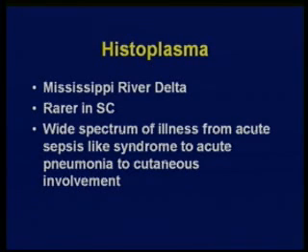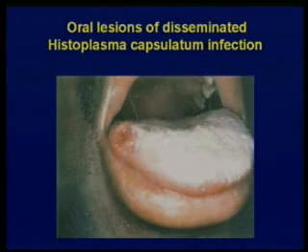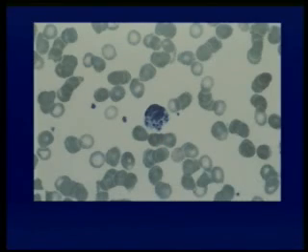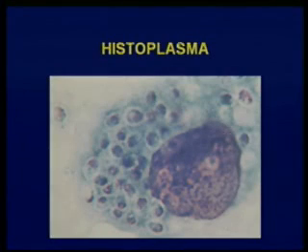Let's talk about histoplasma. The Mississippi River Delta region is very endemic for this organism. It's rarer in South Carolina, but can occur. There's a wide spectrum of illness from acute sepsis-like syndrome to acute pneumonia to cutaneous involvement. Here's an oral lesion for histoplasma, an ulcer. You have to do a biopsy or urine histoplasma antigen. Here's the organism occurring in a macrophage, and here it is at higher magnification. Here's the organism here.